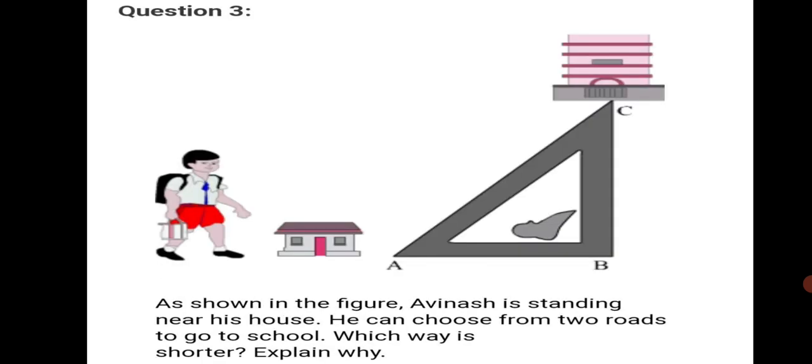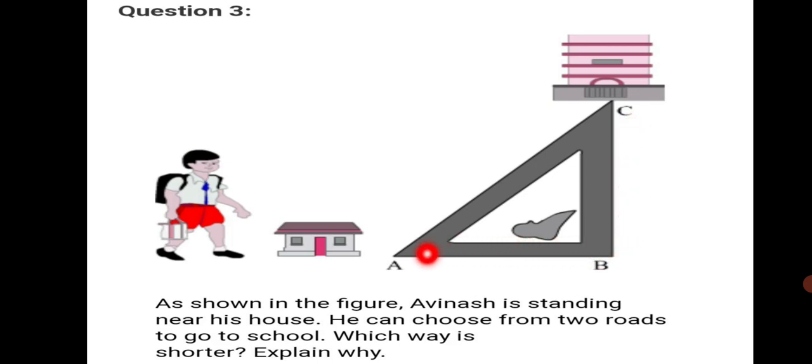Question number 3. As shown in the figure, Avinash is standing near his house. He can choose from two roads to go to school. Which way is shorter and explain why? Now Avinash is standing near his house, which is denoted by letter A. And he has to reach his school, which is denoted by letter C.